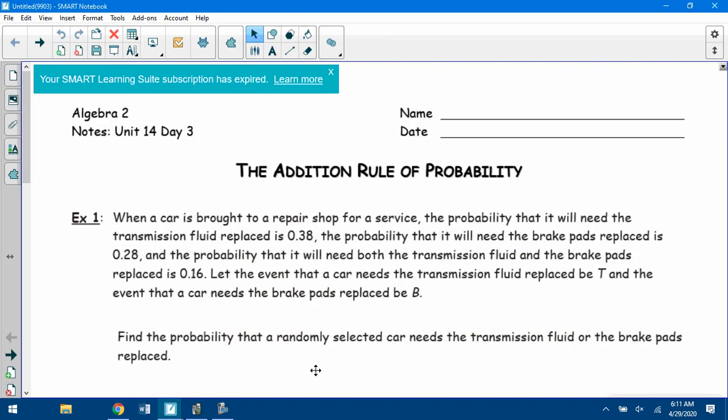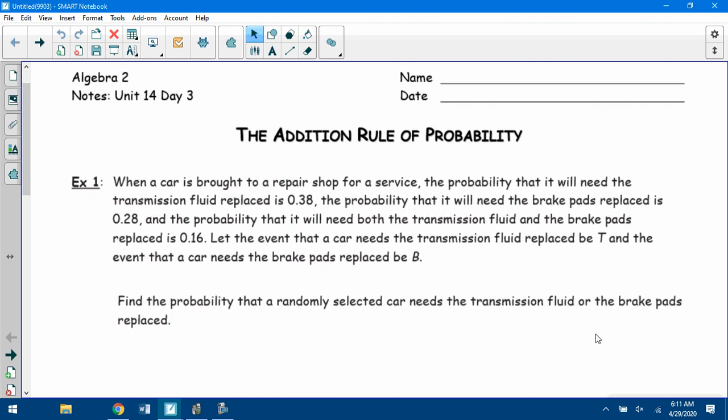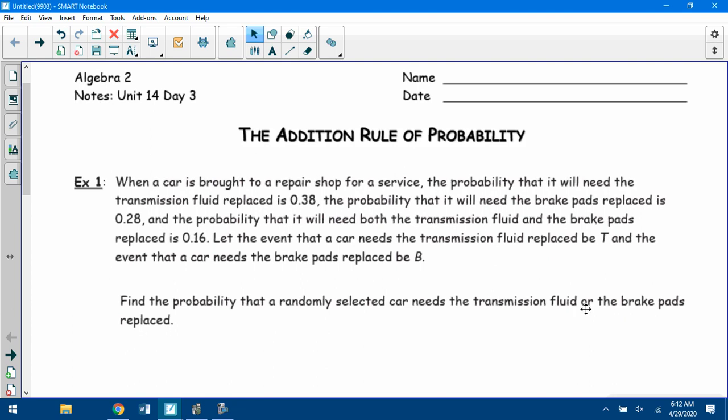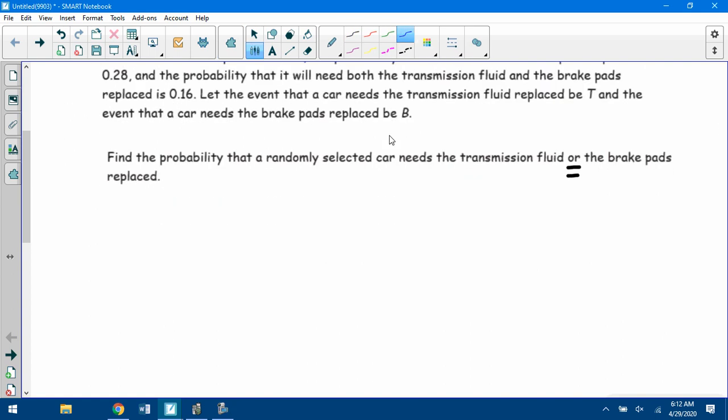All right, we're up to probability day 3. This is called the addition rule. And if you notice, example 1 is the exact same as the warm-up. Still talking about that car into a repair shop, needs transmission fluid is 0.38, brake pads is 0.28, needs both is 0.16. But this time I want to find the probability that a randomly selected car needs transmission fluid or brake pads replaced. Okay, so I'm just going to speed things up here a little bit.